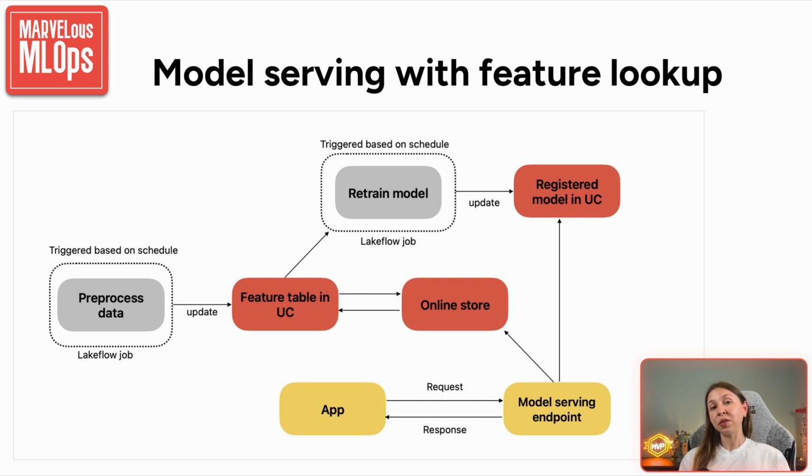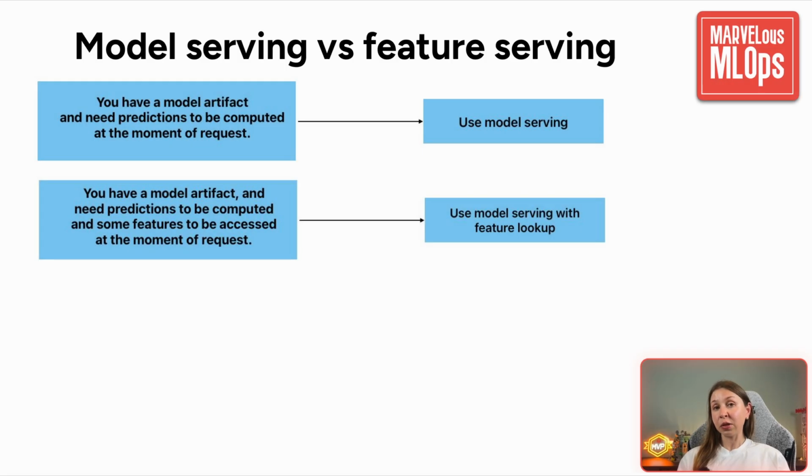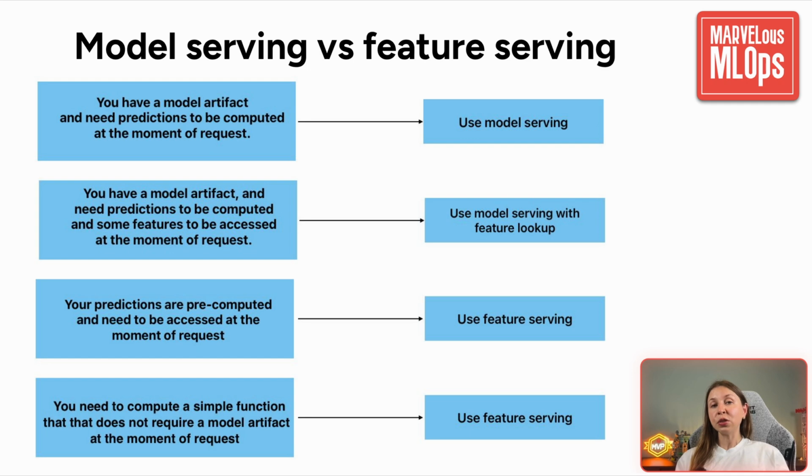So far, we walked through these 3 different architectures, but when should you use one or another? If you have a model artifact and need predictions to be computed at the moment of request, you need to use model serving. If you have a model artifact but not all the features are available through the payload and need to be looked up in the online store, you need to use model serving with feature lookup. If all the predictions are pre-computed, you just need to serve them, you need to use feature serving. If you need to compute a simple function that doesn't require a model artifact, you could also use feature serving, just using a feature function behind it.